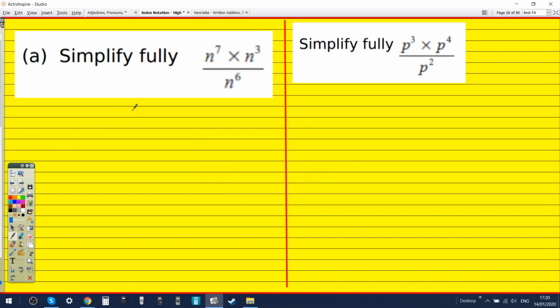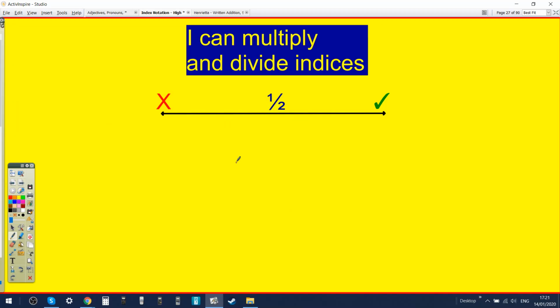Okay, exam questions. Let's try these. Okay, so it is N^10 over 6. I mean N^6, and that is N^4. Yes, I think you're good there. So those ones. Yeah, I'm good.